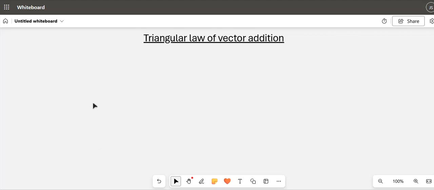Today we are going to discuss a very simple and at the same time interesting topic under Plus One physics. The topic is the triangular law of vector addition. Before starting the topic, let's recall what we have studied so far.